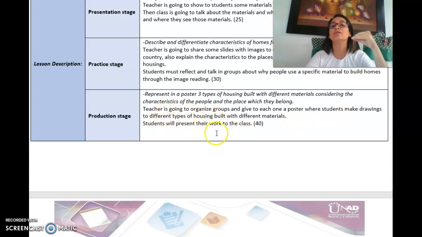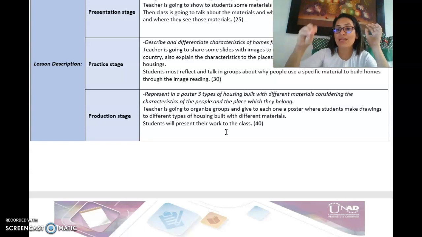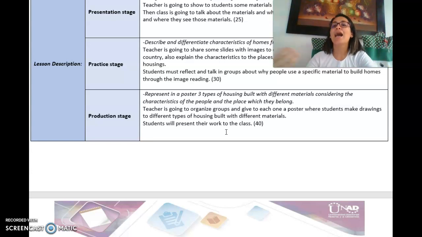Then students will present their work in the class and explain why they selected those three options for housing, and what the characteristics of the people and the place were, and of course the material that people use to build these houses. Okay? I think this is the production stage, so this takes a lot of time, 40 minutes more or less.